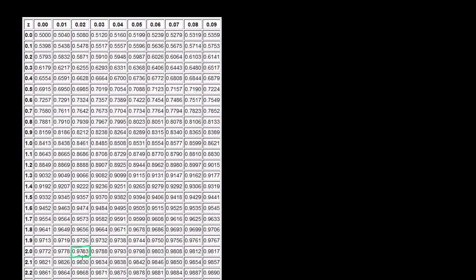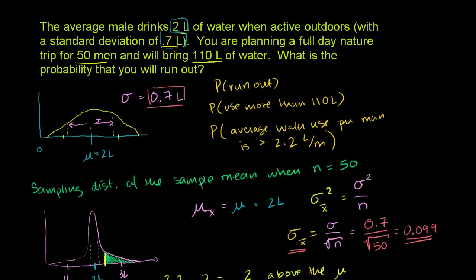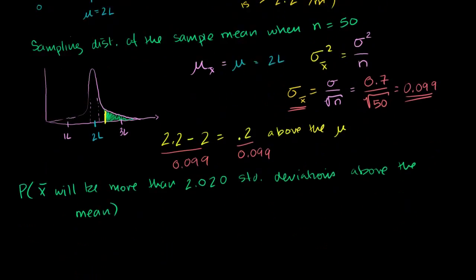So this is 0.9783. Let me write it down over here. I want to be very careful: 0.9783. That is not the value we want. This 0.9783 on the z-table is giving us this whole area over here. It's giving us the probability that we are below that value, that we are less than 2.02 standard deviations above the mean. So to answer our question, we just have to subtract this from 1, because these will all add up to 1.